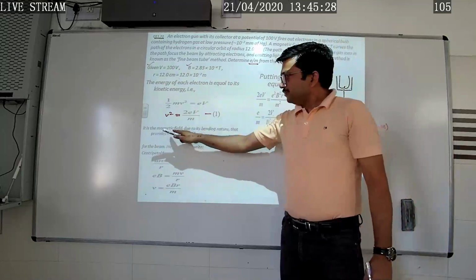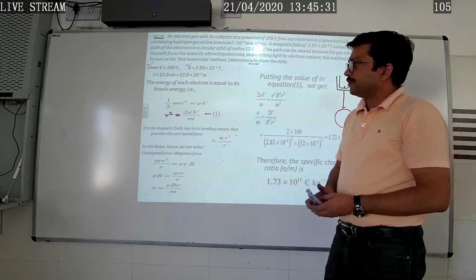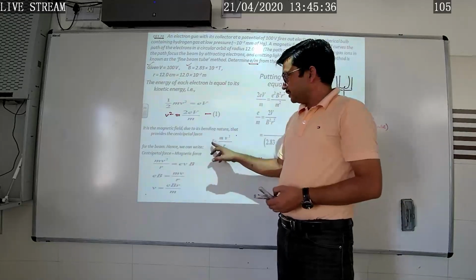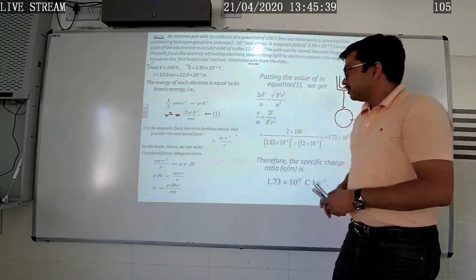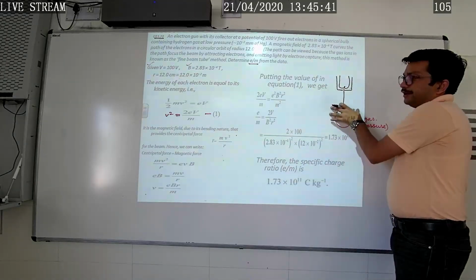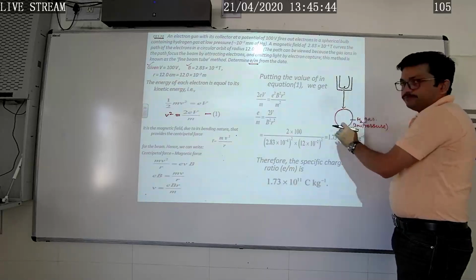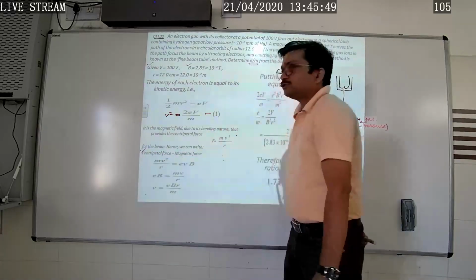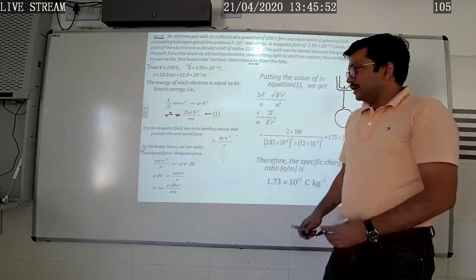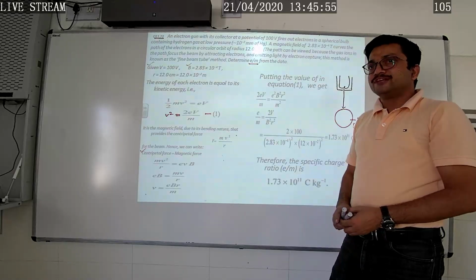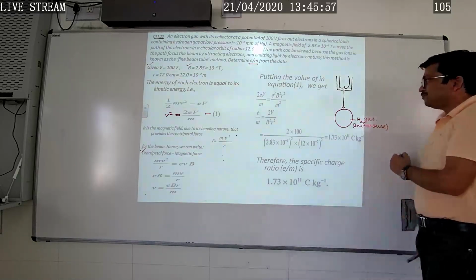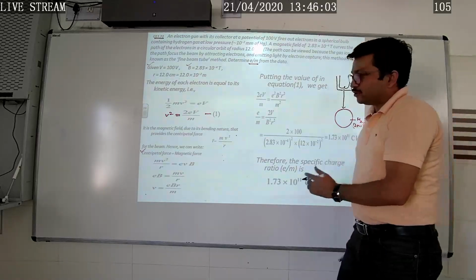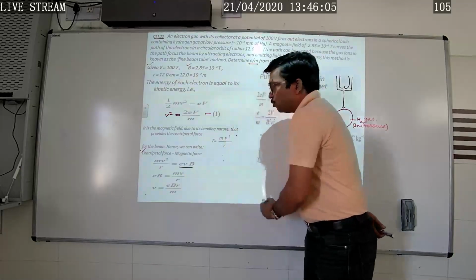Now, the magnetic field, due to its bending nature, provides the centripetal force, that is F equals mv square by r. Suppose the magnetic field is applied. Under that condition, this electron beam will get bent. So the centripetal force will be equal to the magnetic force. And what is the magnetic force? Whenever a charged particle enters the magnetic field region, it experiences a force, which we call the magnetic Lorentz force.